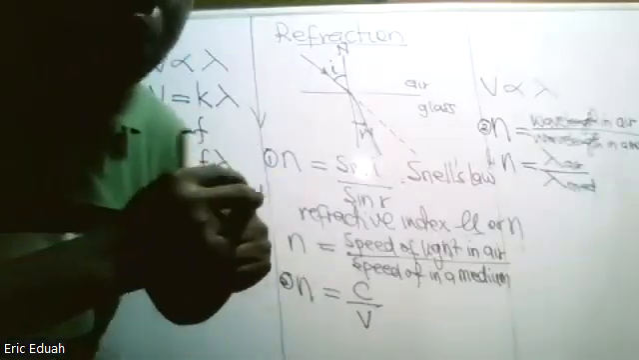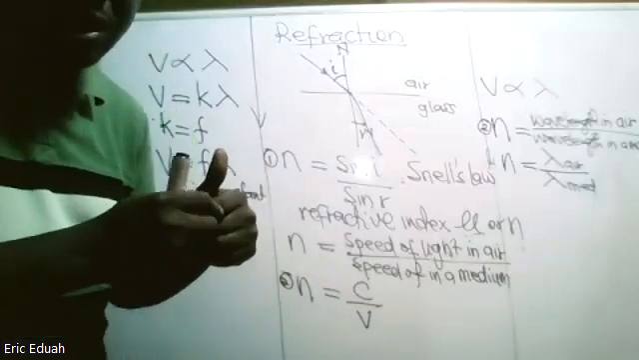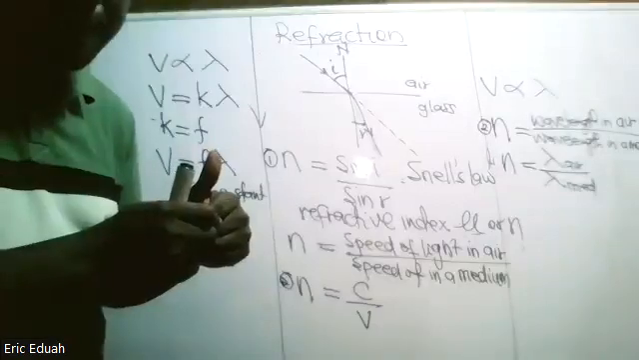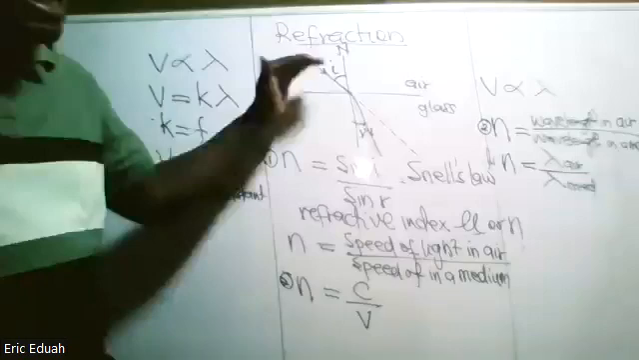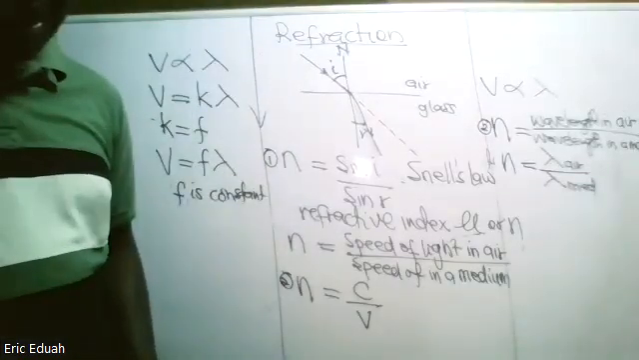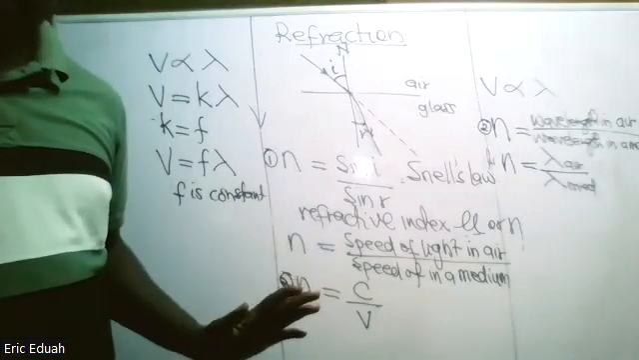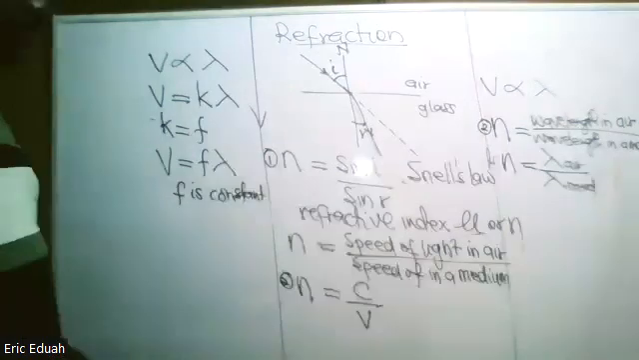When the speed changes, the wavelength would also change. But what will remain constant? What parameter will remain constant? The frequency doesn't change because it's a constant of proportionality. Are we okay?